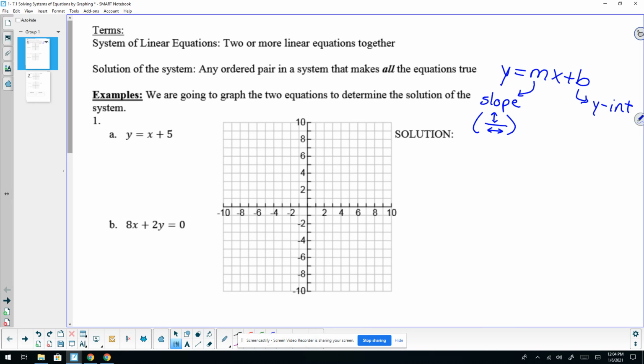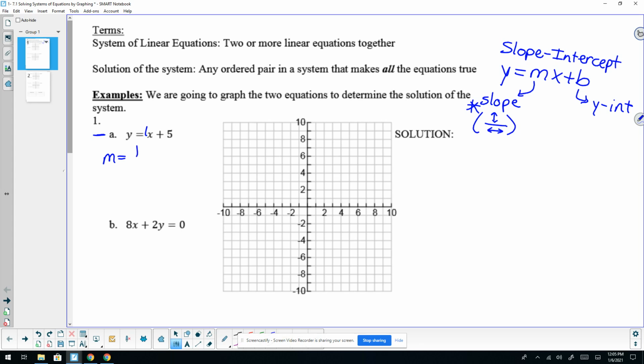There are some other forms that you could use to graph. However, we're going to concentrate on slope-intercept form. So the first example, 1a here, is already in slope-intercept form. So what you want to do is to go ahead and identify your slope, your m value. Remember, that's the number that's always attached to the x, which in this case is a 1, but we like to have it as a fraction so that we can use our idea of slope.